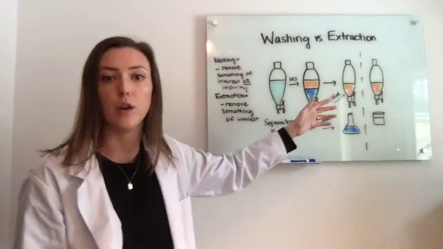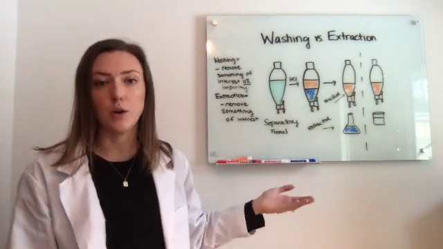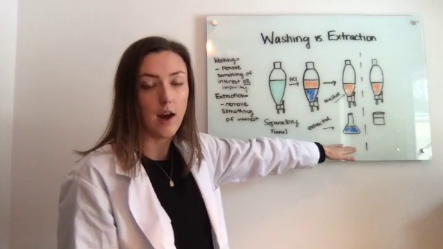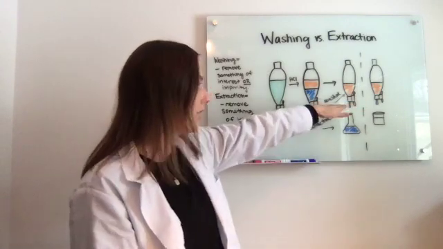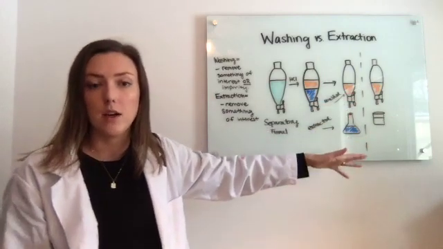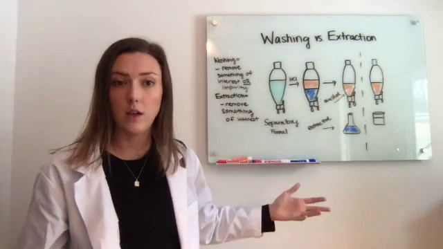Washing is something where you're going to remove an impurity, and extraction is where you're removing something of interest. So we've extracted the bottom layer containing the organic base, and we have washed the organic neutral of the organic base. Now, the other thing that can happen here is we can further wash the organic neutral with something that we're not interested in keeping.